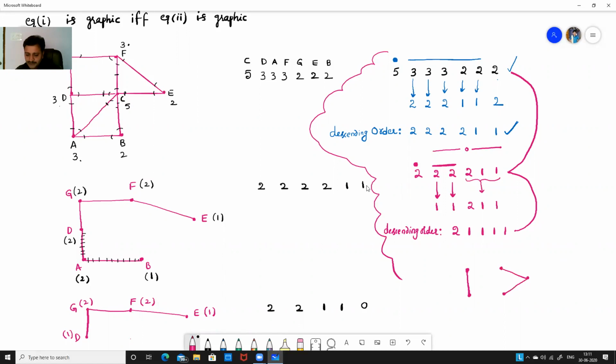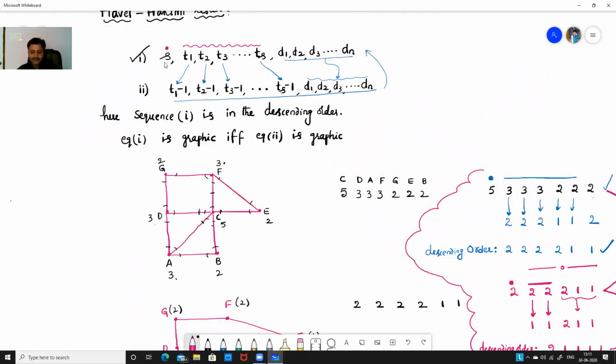Clear? So let me explain the theorem once again. The theorem says that first you consider the sequence. Now identify the first one, here S. It indicates that from the next S vertices degrees, you have to subtract 1, 1, 1, 1, and verify whether the result is in the descending order or not. If it is not in the descending order, arrange it in the descending order. Then verify: if it is a simple graph, then the given sequence is also a simple graph. So sequence 1 is graphic if and only if sequence 2 is graphic. Remember, sequence 1 is always in the descending order. If sequence 1 is not in the descending order, we have to convert it to the descending order.